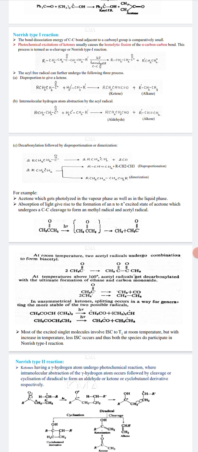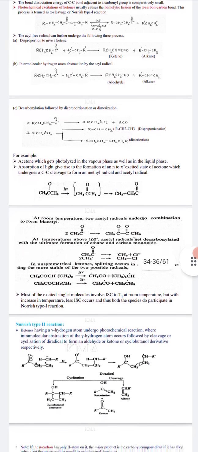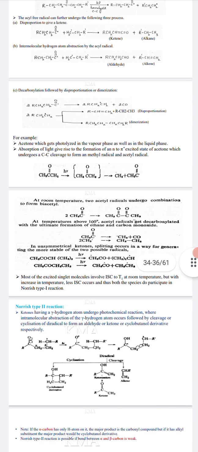So decarbonylation followed by disproportionation or dimerization, that is, removal of carbonyl group gives rise to another free radical, CH2CH2. This undergoes disproportionation and dimerization. So whenever you are asked to explain Norrish type 1 reaction, you have to explain all these three processes along with the main reaction. So we can take an example of acetone.